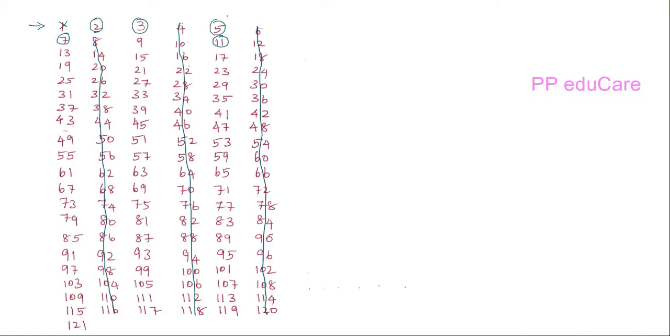Now find all the numbers which are divisible by the next prime number 3. For that, look at the third column. In the third column, 3 is a prime number and all other numbers below 3 are divisible by 3. Therefore, cross out all the numbers below 3 in the third column. Now we are left with only 2 columns.